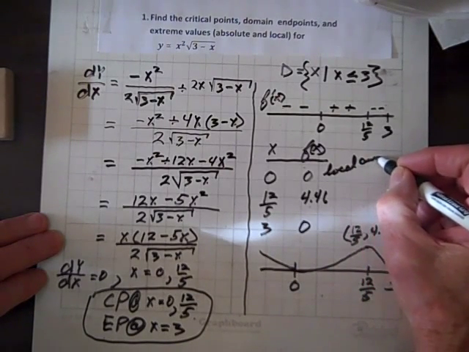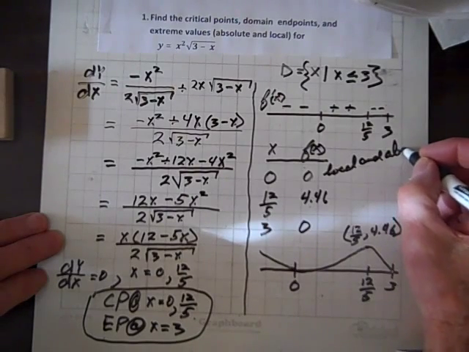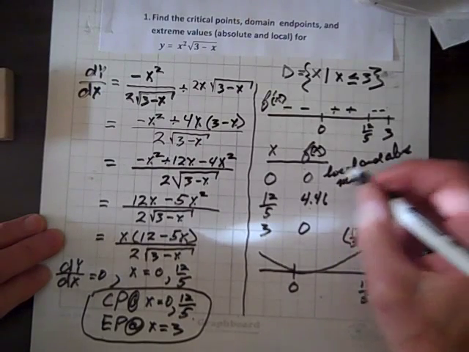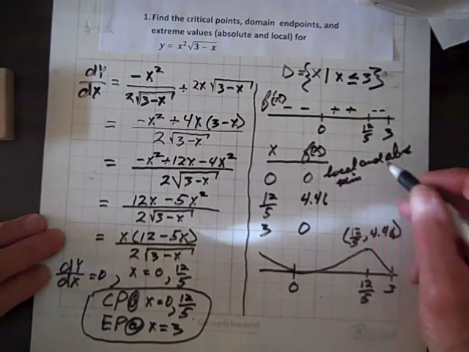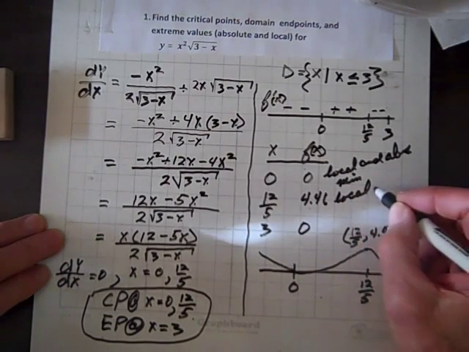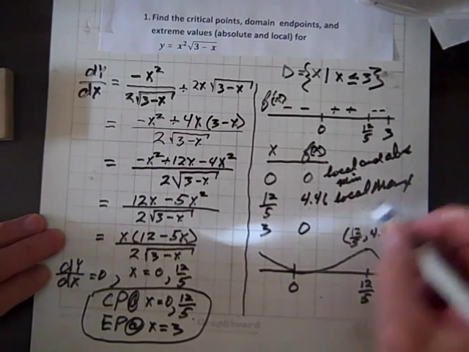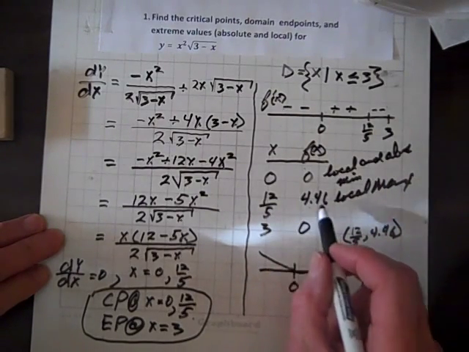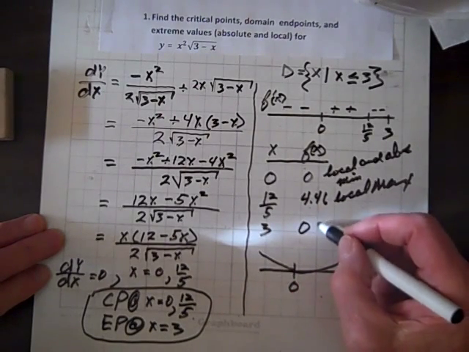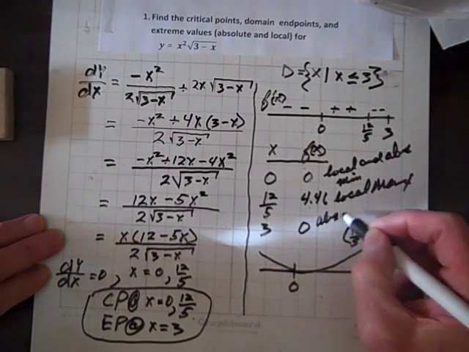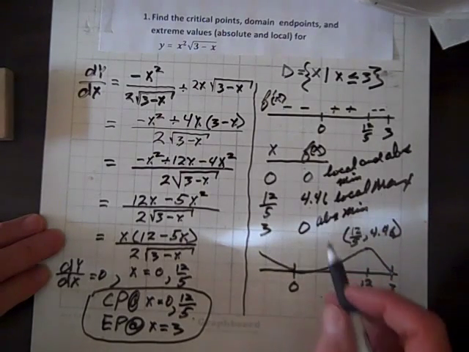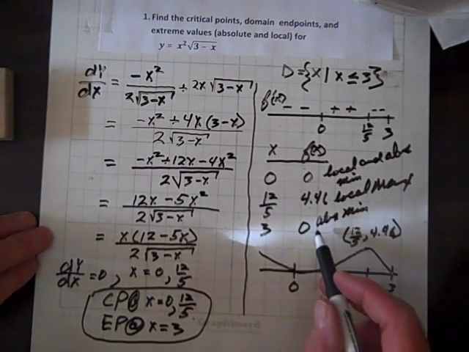Now, we have a local and absolute min at 0, and it is 0. We have a local max at x equals 12/5, and it is 4.46. We have an absolute min at x equals 3. A local cannot occur at an endpoint.